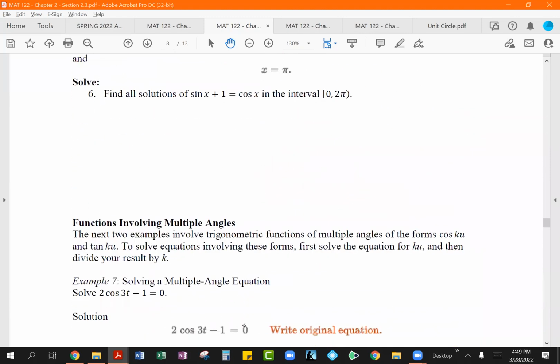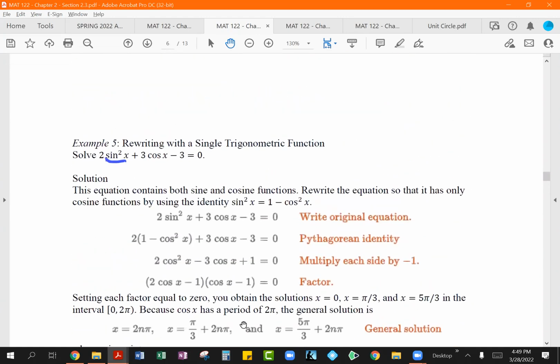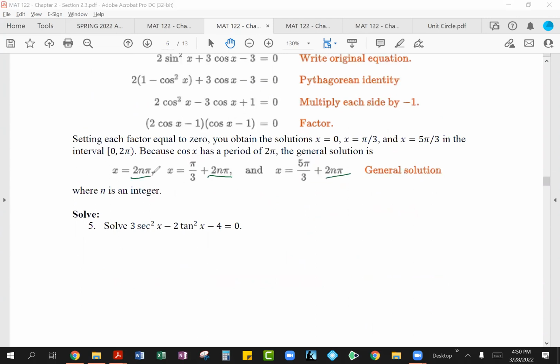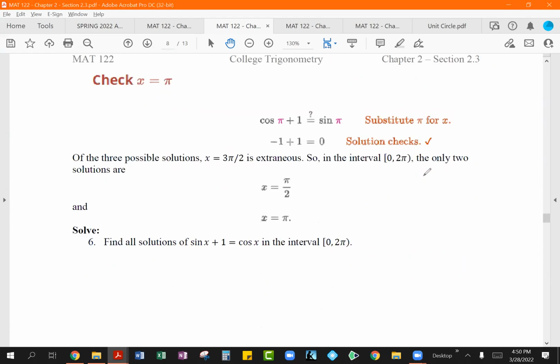And again, remember, since this was in the interval 0 to 2 pi, we didn't do the plus 2 pi n again. If they don't give you the specific interval and they just ask you to find the solution or solve the equation like they did over here, then since they don't give you a specific interval, we go ahead and add that 2 pi n for our general solution. So just keep that difference in mind. Okay.